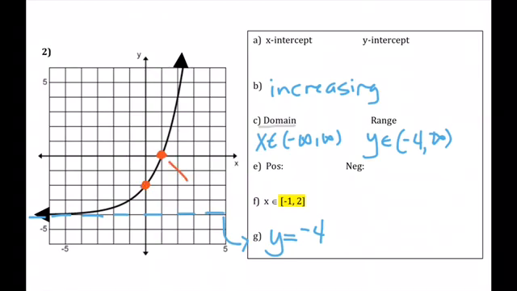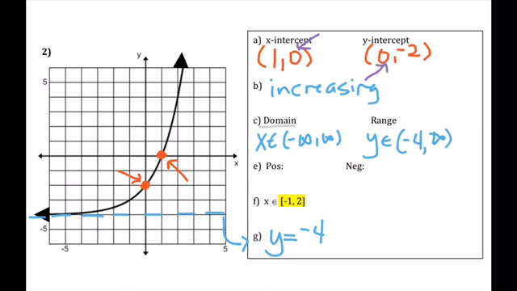So the x-intercept, where it crosses the x-axis, is at (1, 0). You have to write that as an ordered pair. The y-intercept, where it crosses the y-axis, is at (0, -2). So with all x-intercepts, y is 0, and with all y-intercepts, x is 0. So that's something that's always true also.